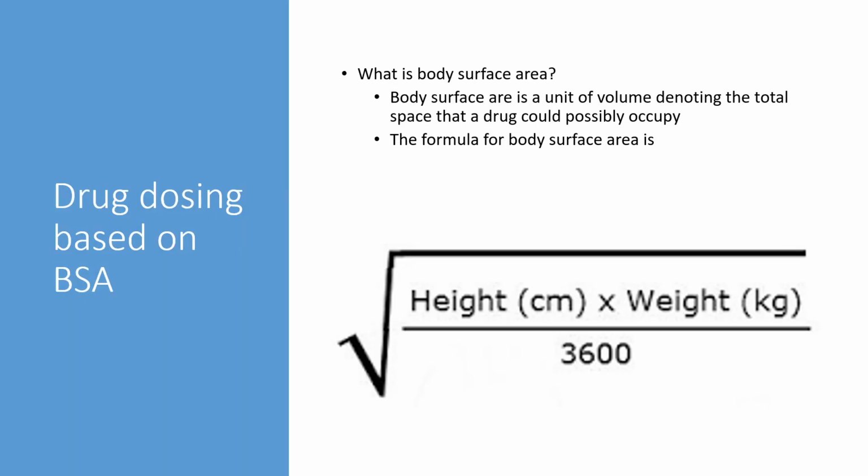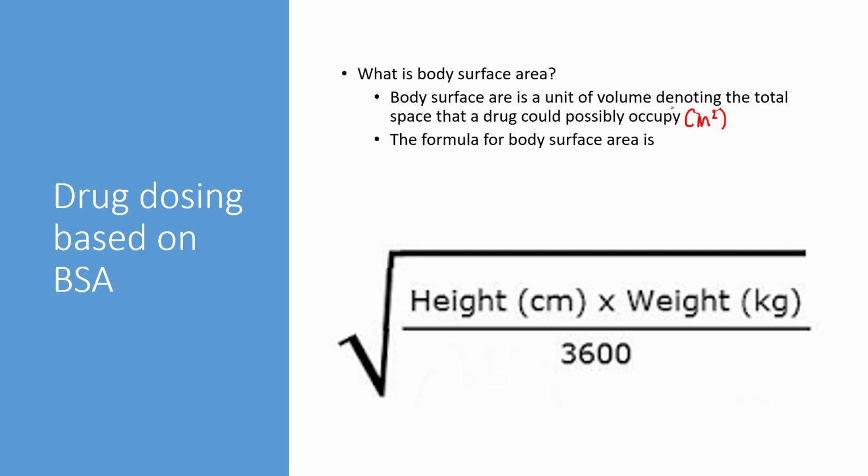Next type of computation is based on body surface area. So what is body surface area? Body surface area is a unit of volume denoting the total space that a drug can possibly occupy. So this is in meter squared. So this is a term of volume. It is in meter squared.